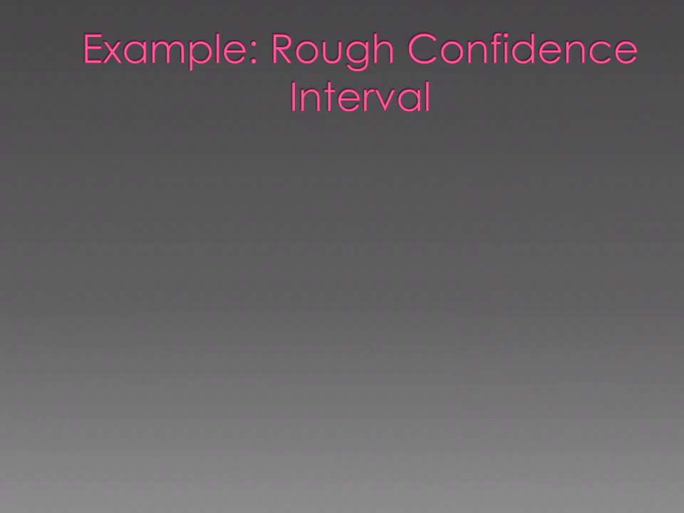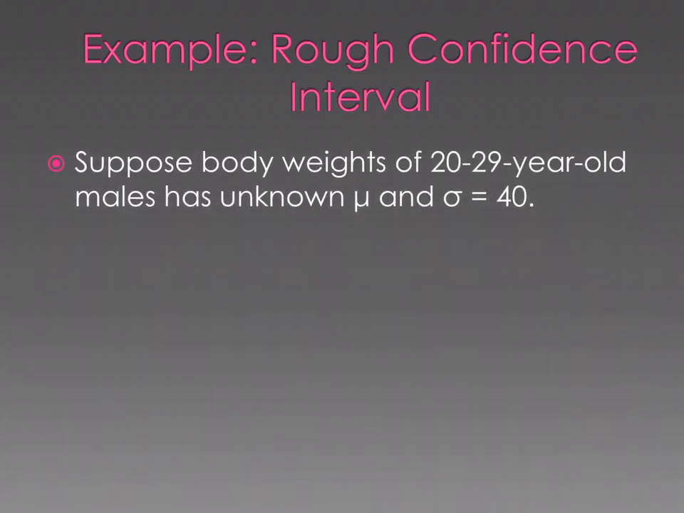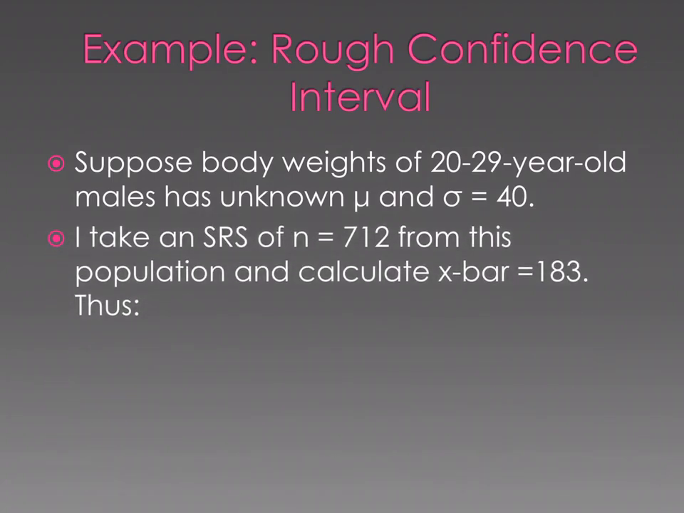So an example, a rough confidence interval. Suppose we have body weights of 10 to 29-year-old males that has an unknown mu but a standard deviation of 40. And you take a simple random sample of 712 from this population and you calculate X bar to be 183. So how do you do your confidence interval at this point?